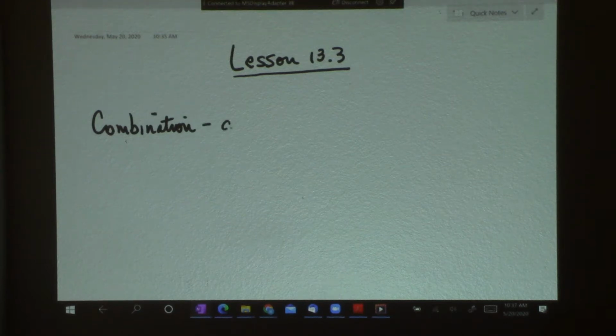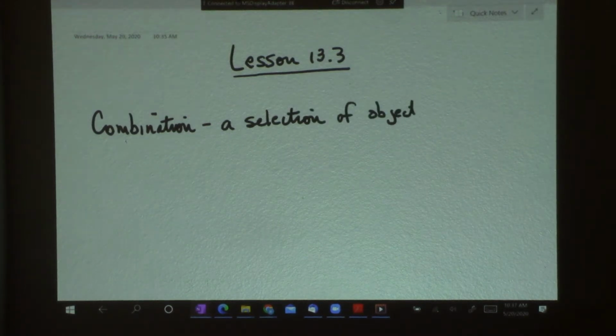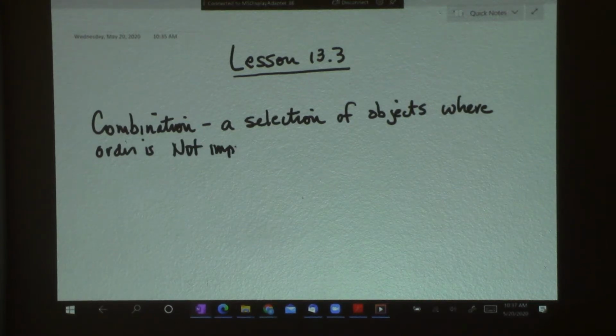So a combination is a selection of objects where order is not important. All right, and there's a lot of different examples of this that will make the definition understandable.